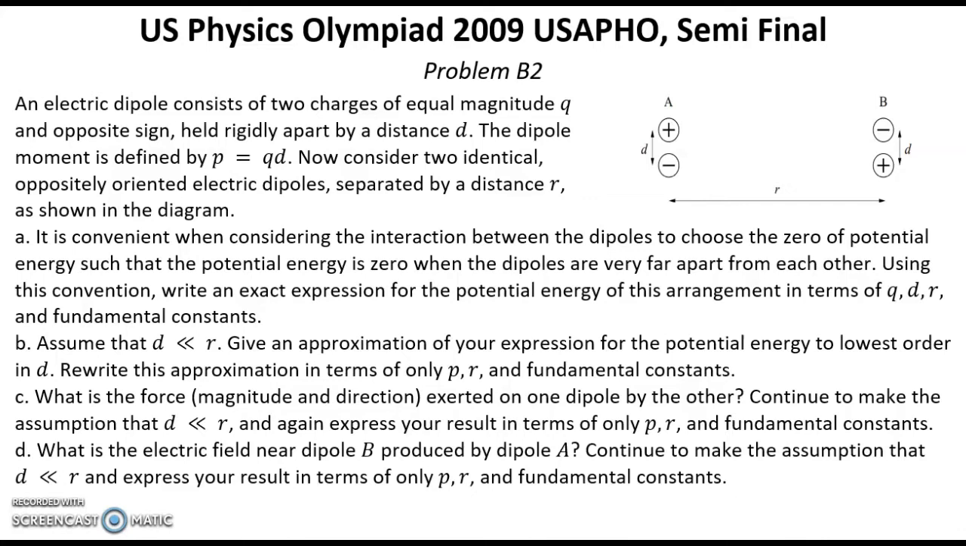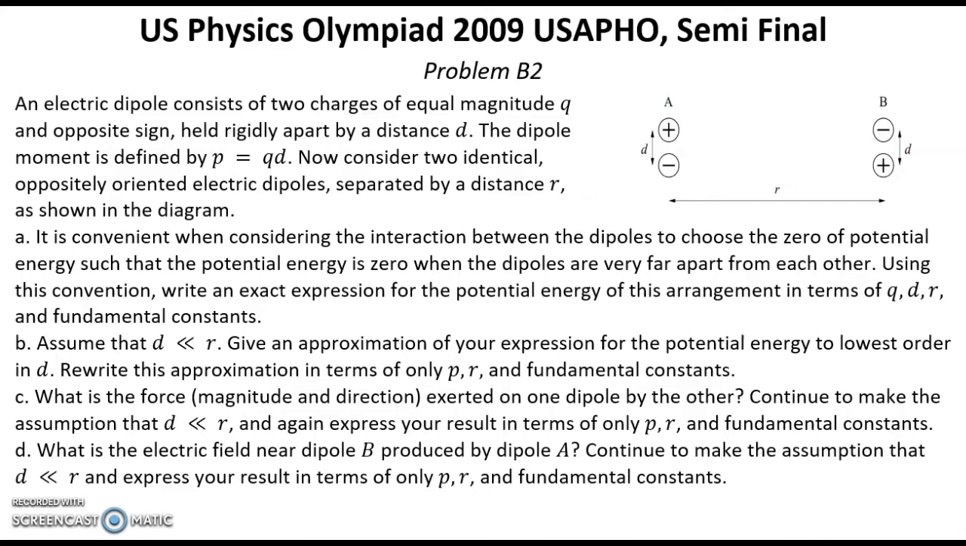Question A. It is convenient when considering the interaction between the dipoles to choose the zero of potential energy such that the potential energy is zero when the dipoles are very far apart from each other. Using this convention, write an exact expression for the potential energy of this arrangement in terms of Q, d, r, and fundamental constants.